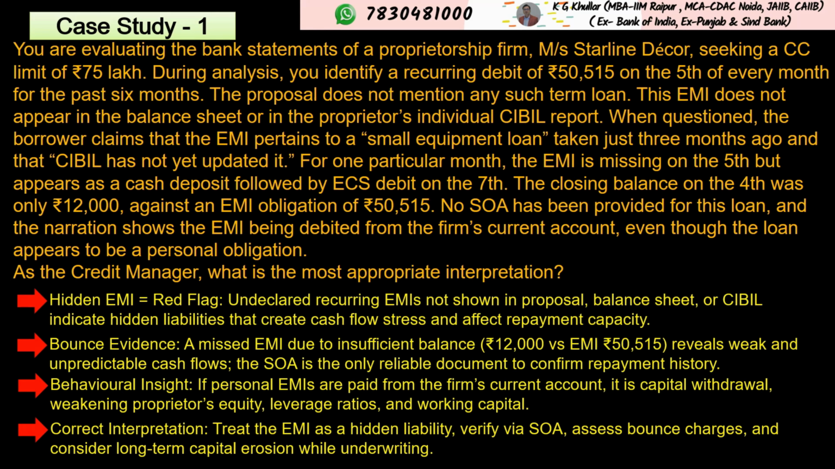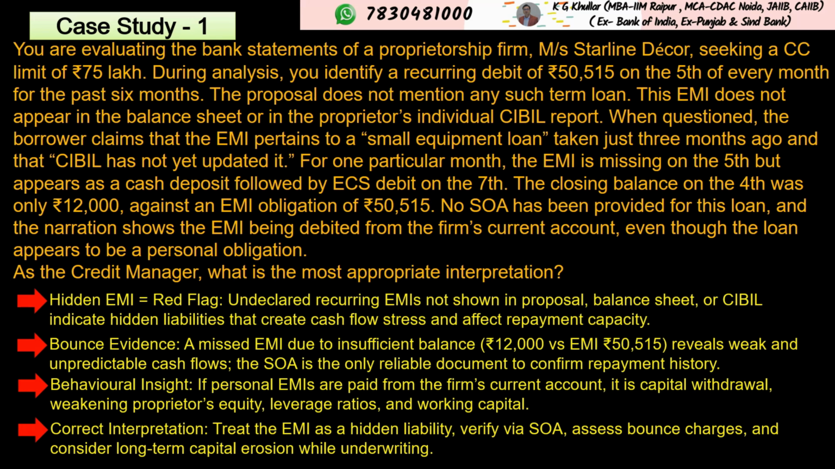Imagine 50,515 every month, that's more than 6 lakhs a year. And those are going out of the business to fund personal liabilities. Over time, this will erode the proprietor's capital, weaken the balance sheet, impact leverage ratios and put stress on the working capital cycles. And unless that loan is genuinely recorded in the business books, meaning the property and the loan are both reflected in the balance sheet, you cannot ignore this withdrawal.